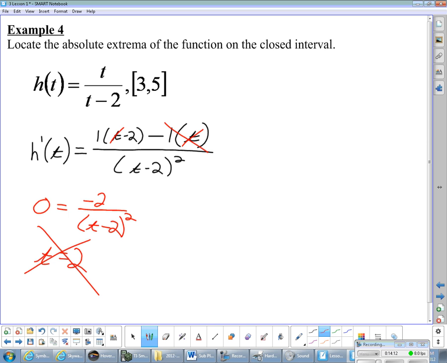Does that mean we have no extrema? No. We still have extrema. And what we need to do to test for the extrema are just the endpoints. So 1 will be our minimum, 1 will be our maximum. So what we've got then is we just plug it in.